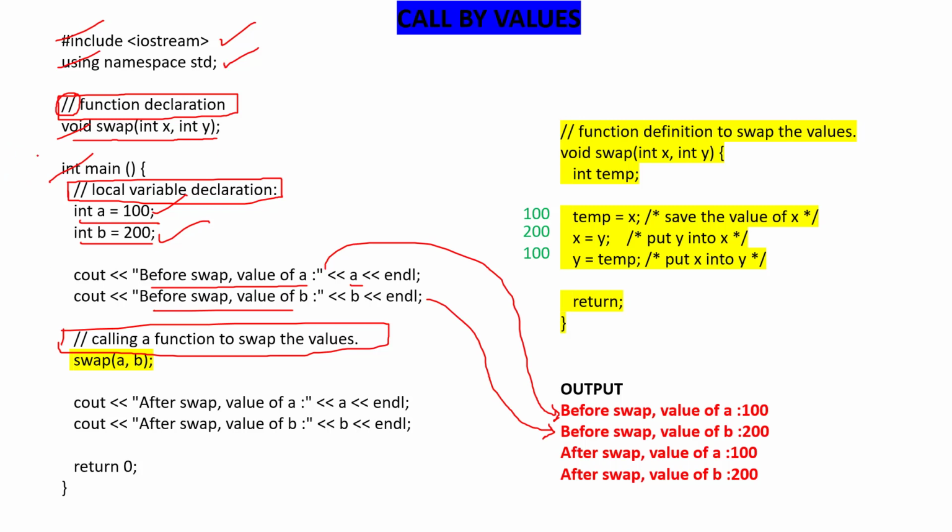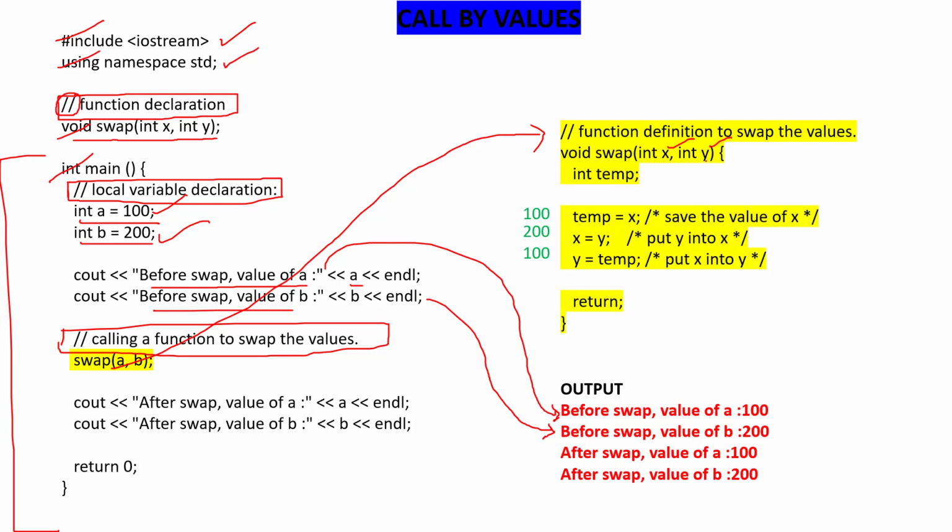This all comes in the main function. This line is swap(a, b), so this is the calling. The control will go to the user defined function swap, which will have some changes in values. We'll see that one. Same as before, we have a 100, b 200. A and b are the actual parameters. X and y are the formal parameters.